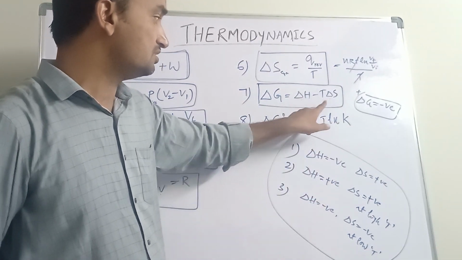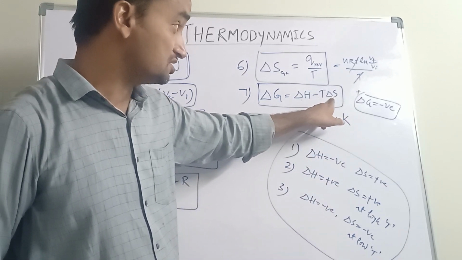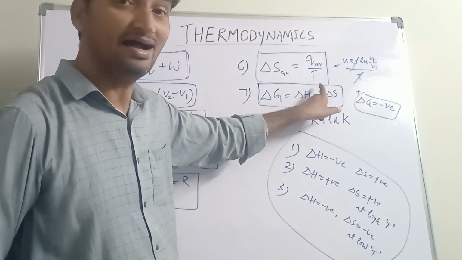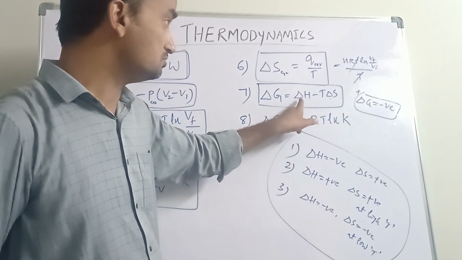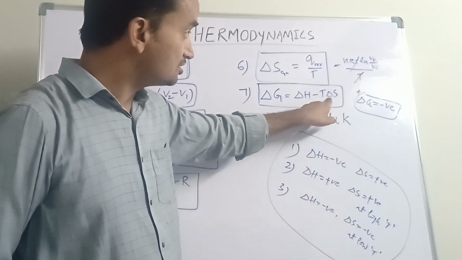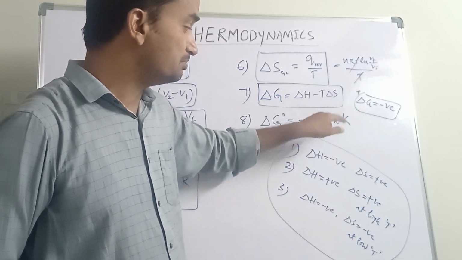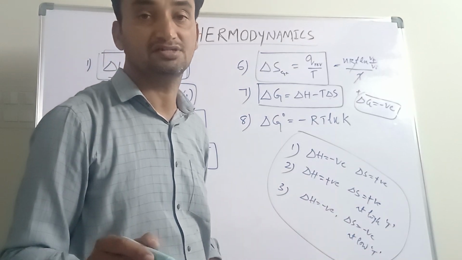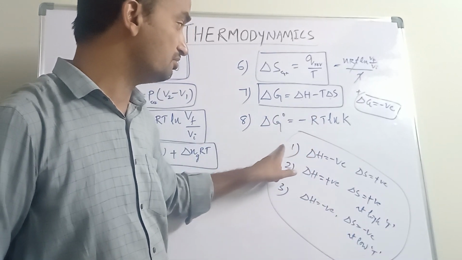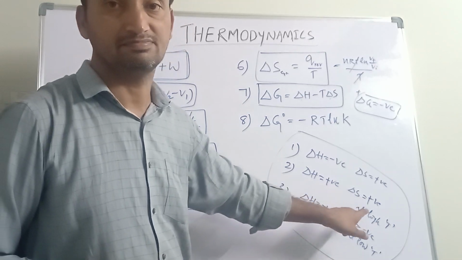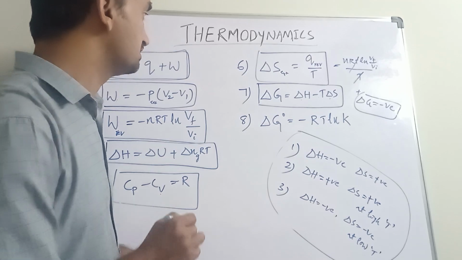One is delta H negative, delta S positive. Second, delta H positive, delta S also positive, but temperature should be high. At high temperature conditions only this is possible. Next, delta H negative, delta S also negative, but this one temperature should be lower. At low temperature conditions only this process will be spontaneous. You have to remember these three conditions. This time you may expect a question from this one.